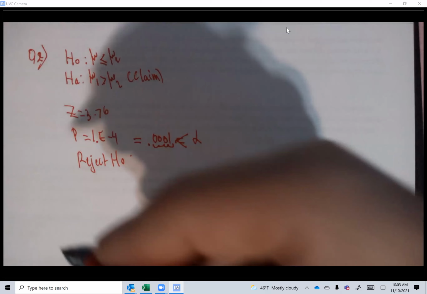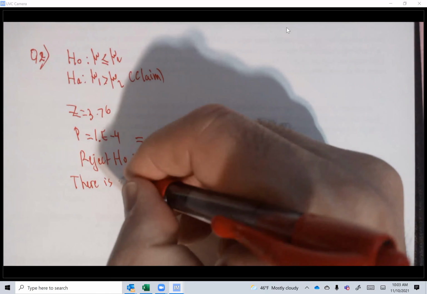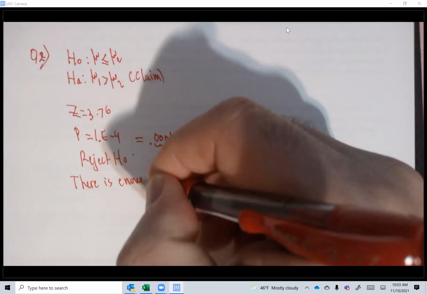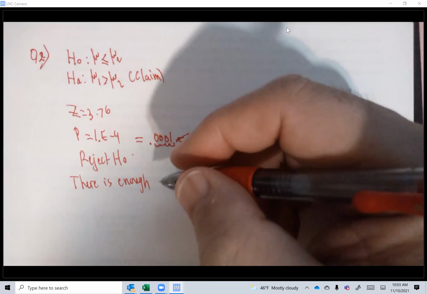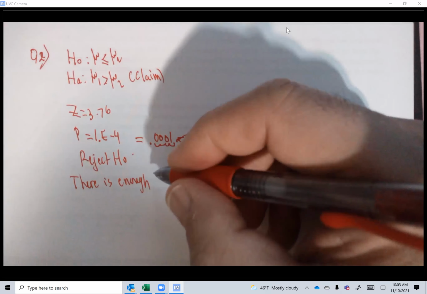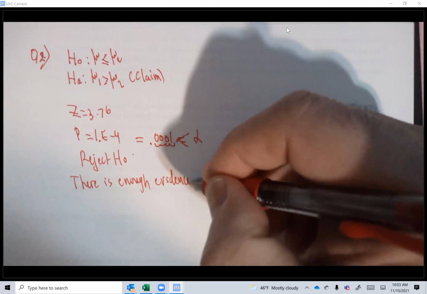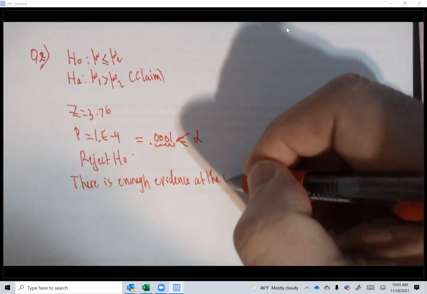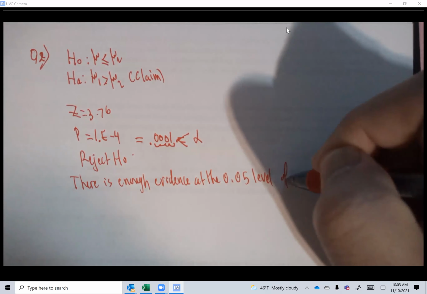Okay, there is. When the p-value is very small, guys, that's a very, very strong evidence against H0 and in support of HA. There is enough evidence at the 0.05 level of significance.